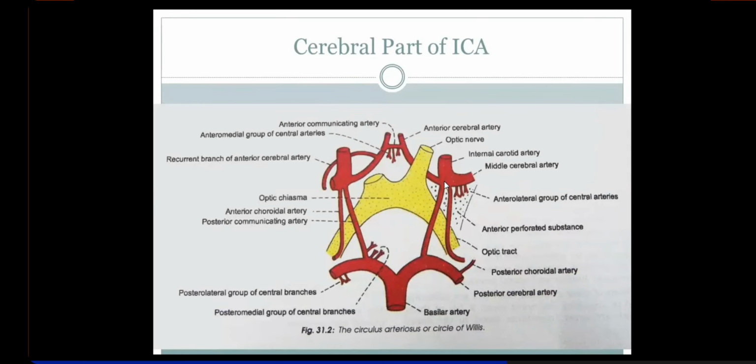Now, the branches given out by the internal carotid artery are the anterior cerebral artery, you can see. Then you have a posterior communicating artery, right? Then you have this ophthalmic artery, okay? And there is an anterior choroidal branch. They have not shown here actually the ophthalmic division. Okay? So this is the posterior communicating. From this, you also have the ophthalmic artery. Okay? Then these central arteries, anterolateral, they are given out from the middle cerebral artery.